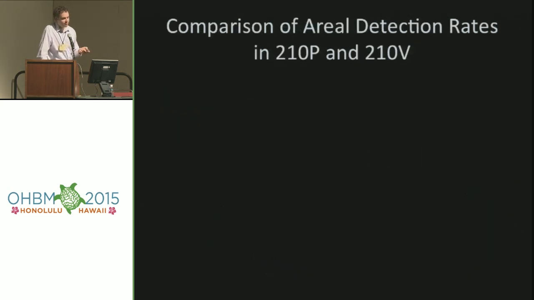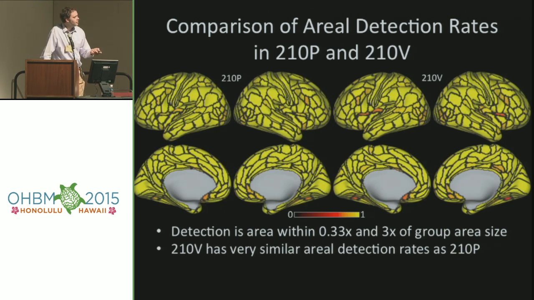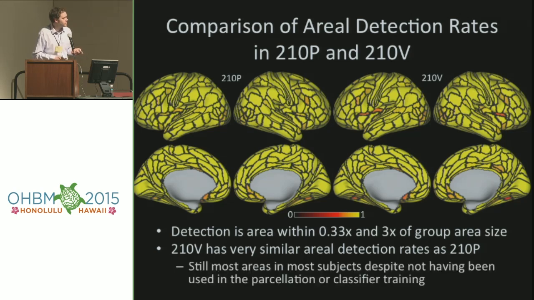What about how frequently we can find each area in each individual? So we're going to call a hit, or detecting an area, if its size is within 1/3 to 3 times the group area size, even if it's misaligned with the group area location. And the detection rates in 210P are obviously very close to 1, which means we find each area in each subject almost all the time. There are a few places where it's a little bit below 1. And the same is true of 210V. So we're able to find the individual subject areas in this new group of subjects that we didn't use for parcellation or training.